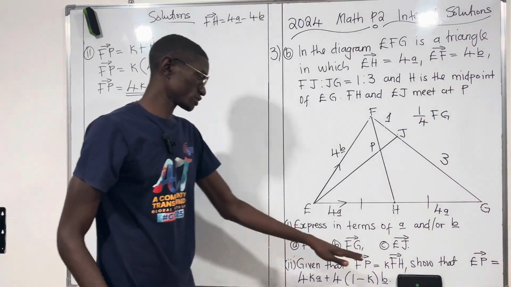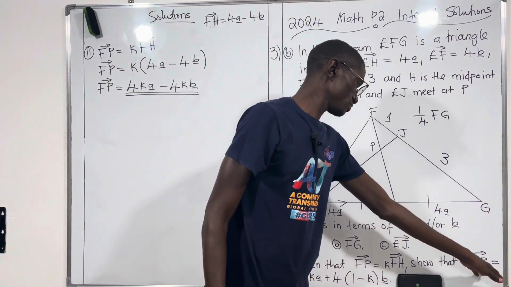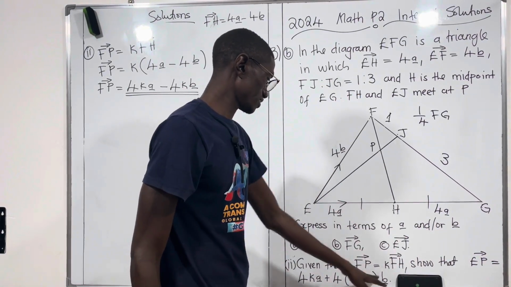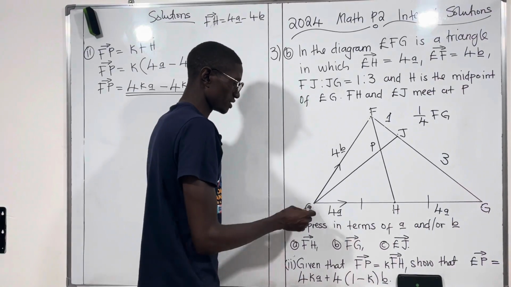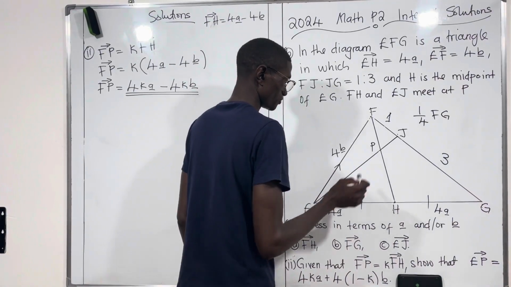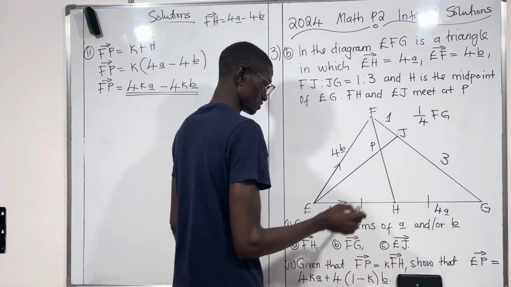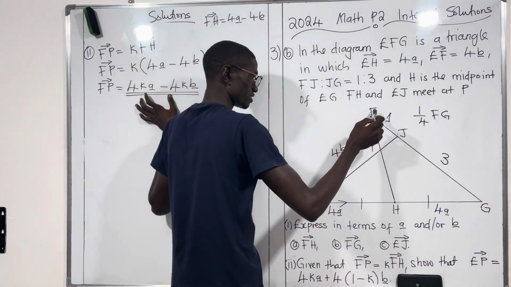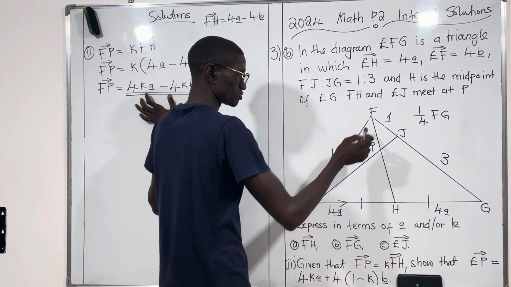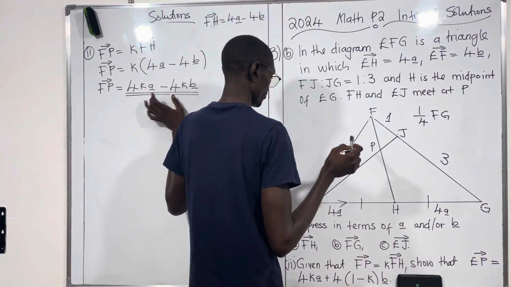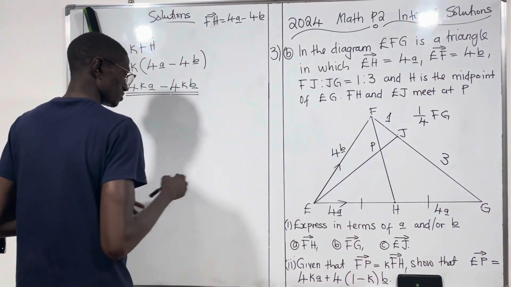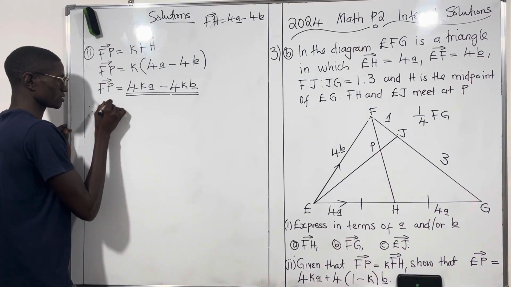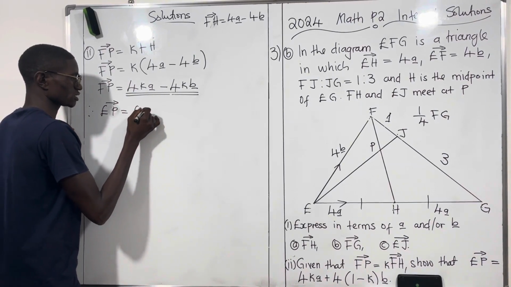So we can now come to this question. They're asking us to show that vector EP, where is E? How can you move from E to P? Since we know vector FP, which is this one, we can move from E to F and then F to P. This is the one we've just found. So vector EP is going to be equal to E what? Is it F?